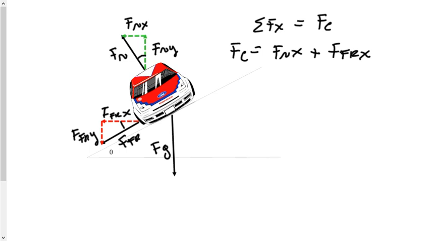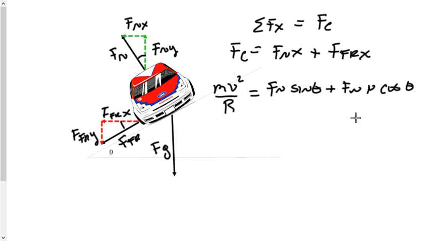Well, let's go ahead and solve it. Force centripetal is mv squared divided by r. That's going to equal, now force normal x, that's the opposite side of our triangle here, so that's going to be force normal sine theta, plus, now we need force friction x, which is this vector here. So I'm going to say force normal mu, which is always what friction force equals, and I'll multiply that by cosine theta. Okay, so that's the setup for the x direction equation.